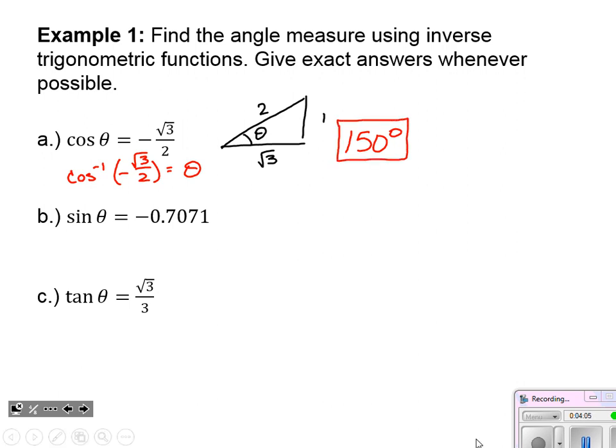Okay, and I'll leave it to you to wonder why an angle of 150 degrees is leading us to a 30, 60, 90 right triangle. That's a good guiding question to make you a little bit curious. Okay, for letter B, here we're given a decimal, right to the calculator here. So let's see. We want sine inverse of negative 0.7071. And I get, well, it rounds to negative 45.